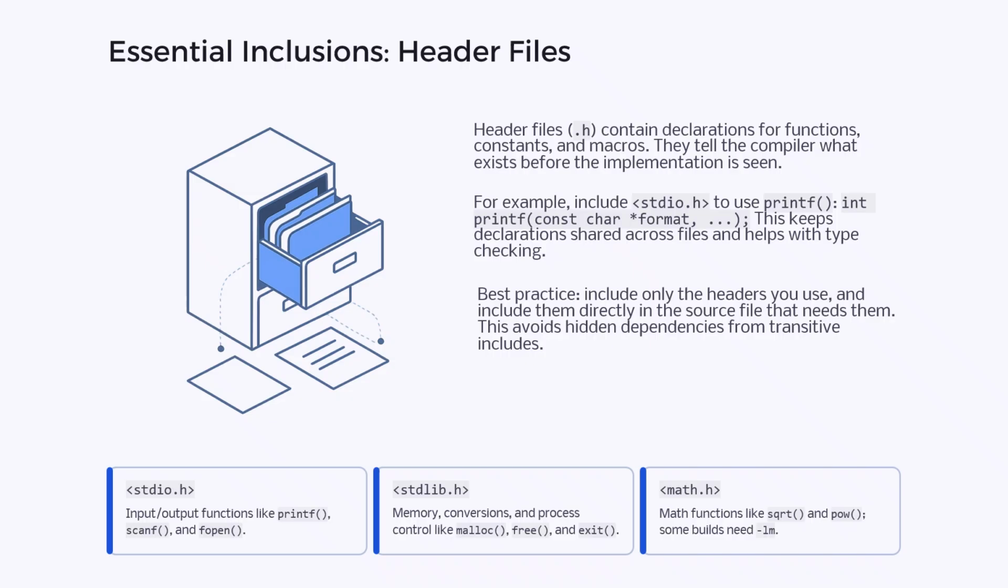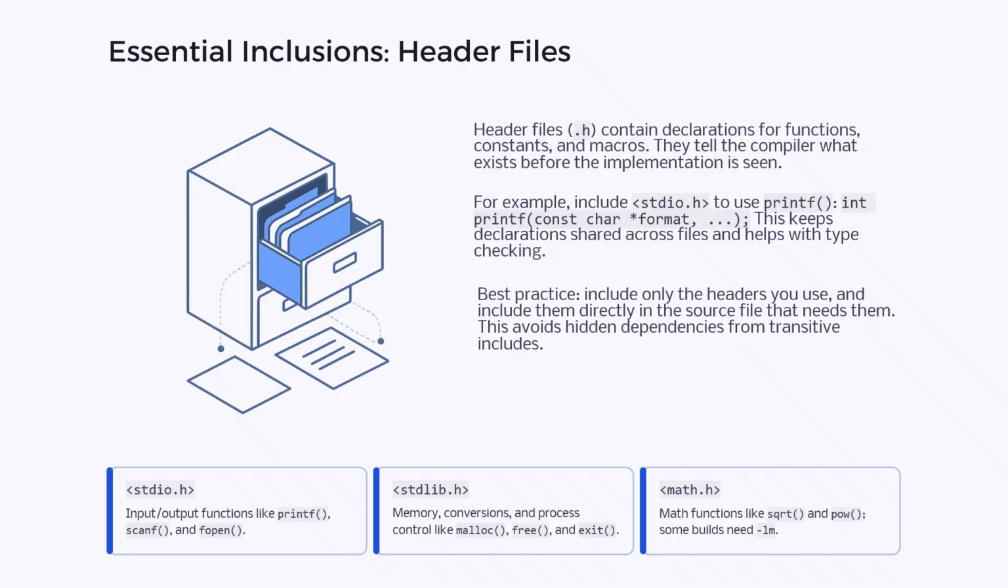Essential inclusions, header files. Header files, .h, contain declarations for functions, constants, and macros. They tell the compiler what exists before the implementation is seen. For example, include stdio.h for printf, int printf(const char *format). This keeps declarations shared across files and helps with type checking. Best practice: include only the header files you use and include them directly in the source file that needs them. This avoids hidden dependencies from transitive includes.